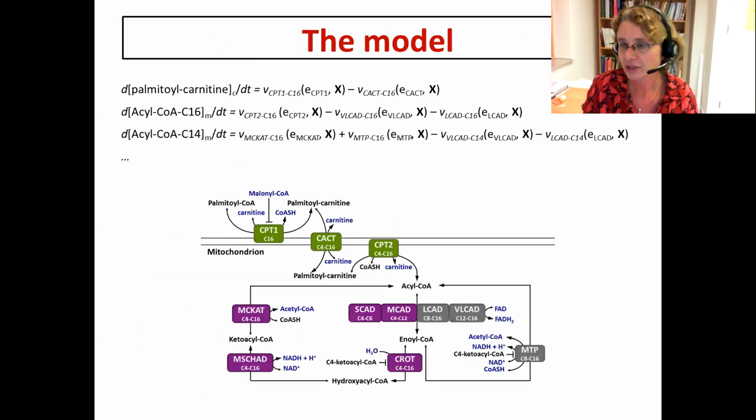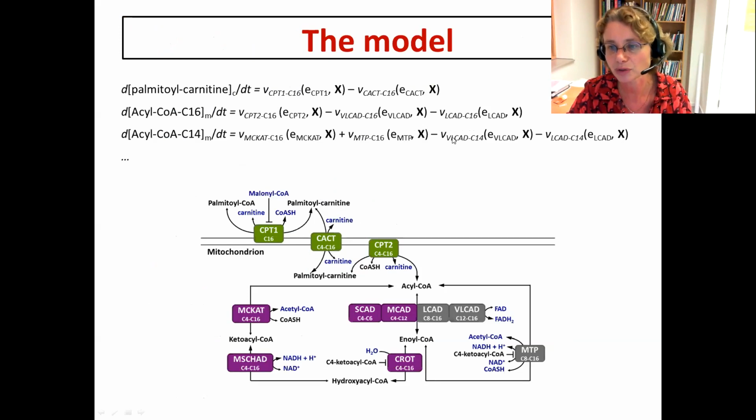And the model is an ordinary differential equation model. So you see differential equations for each of the intermediate metabolites. So there are balance equations. So you have a velocity of production and consumption of each of the metabolites. And in some cases, there are multiple enzymes producing something, multiple enzymes consuming it. So then the balance equations become a bit more extended.